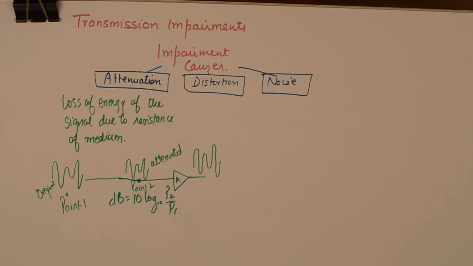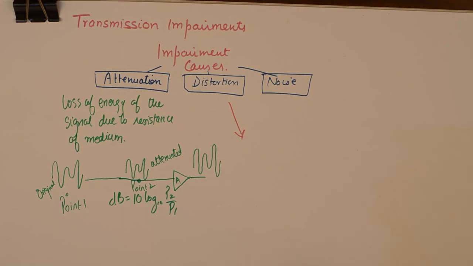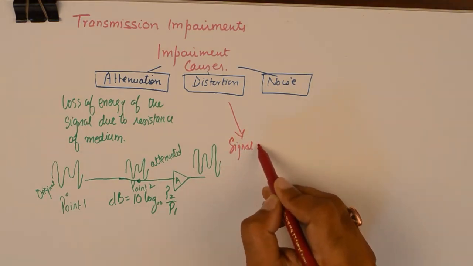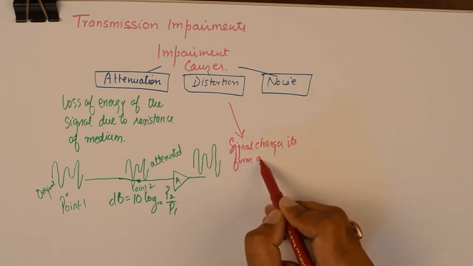The next thing that causes impairment in transmission is distortion. Distortion means that the signal changes its form, which is not good at all, because at the end of the day the receiver will identify the incoming signal by its form only. If the form is distorted, this is the most serious kind of impairment in transmission. So by the definition, we could say that signal changes its form or shape.